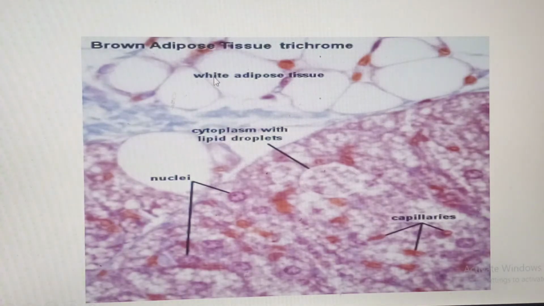One thing is that the brown adipose tissue will be very important in non-shivering thermogenesis. Heat production will be very important, by what we call the brown adipose tissue.